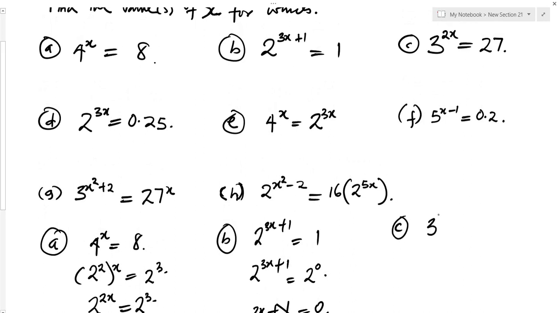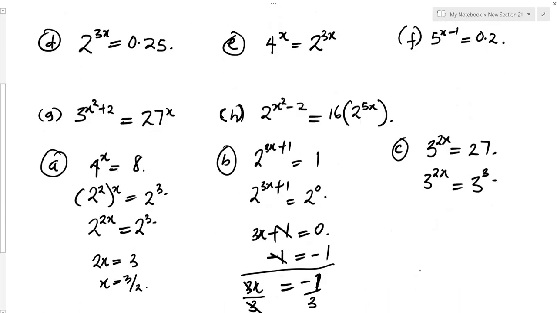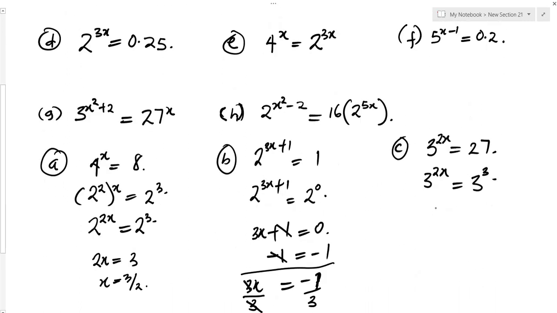we have 3 raised to power 2x equal to 27. So now 27 is equal to 3 raised to power 3. Now equating the powers, you have 2x is equal to 3. So divide both sides by 2 in order to isolate x. You cancel out this, and the left hand side will be x equal to 3 all over 2.